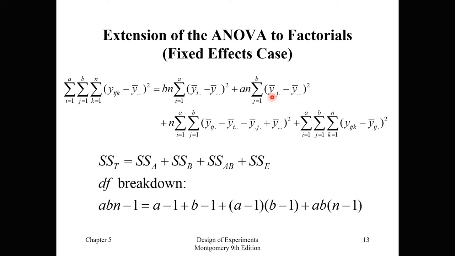Minus the grand mean squared, and again add all those up. That's our sums of squares B. You'll note this term here is new. This is our interaction term that kind of falls out. Now this should look very familiar to you. This was our error term actually in the randomized complete block design.